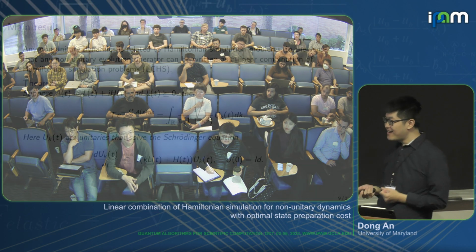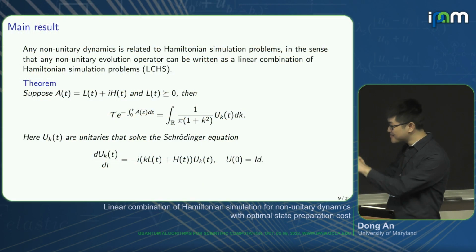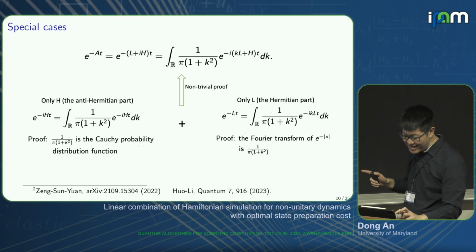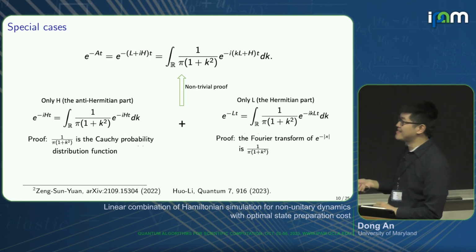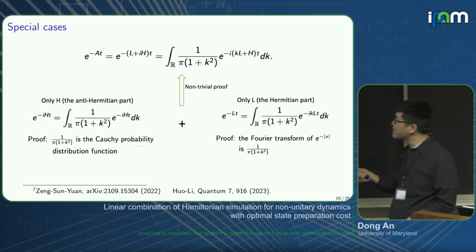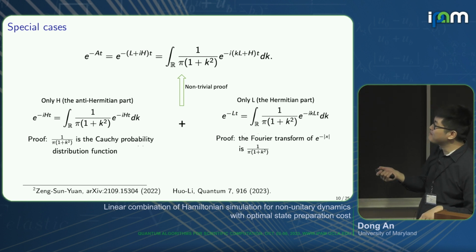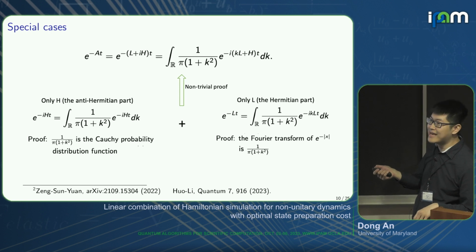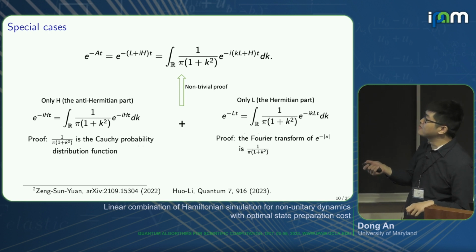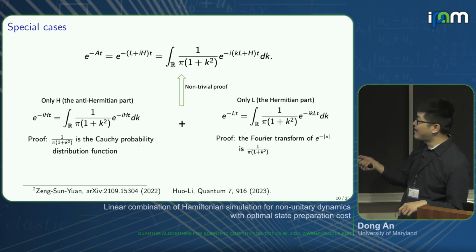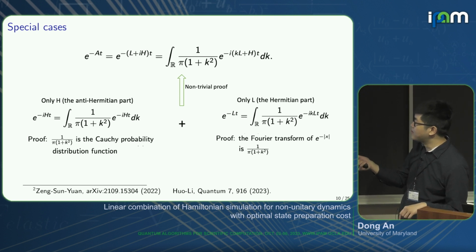Okay, great. So now I will try to show you some intuition of this formula by considering some special cases. I'm going to restrict myself to the time-independent case. Then my evolution operator will just be e to the negative A t, which is equal to e to the negative (L plus iH) t, and the right-hand side is the formula that I have. Those are the unitary operators, and the Hamiltonian will be something like kL plus H.